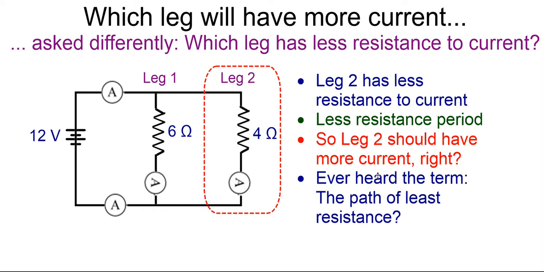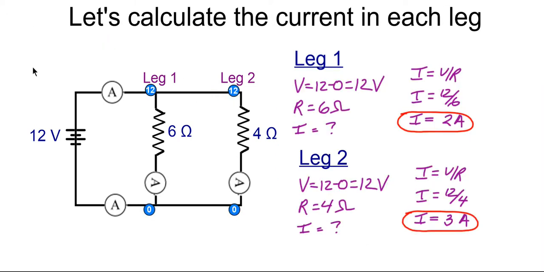I believe so. You ever heard of the term the path of least resistance? It's often used to describe people who don't like hard work. They'll just do the easiest possible thing, even if it's not the best. Here's where it comes from. It comes from circuits. You could call this the path of least resistance. It'll get more current. So let's do a couple calculations to find out how much.